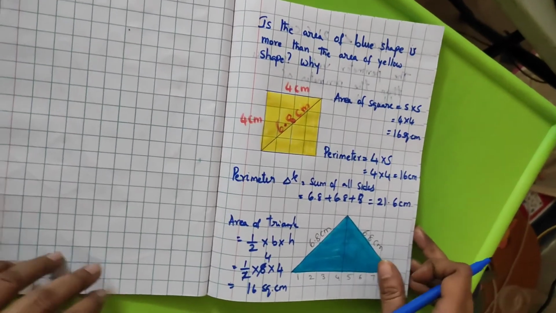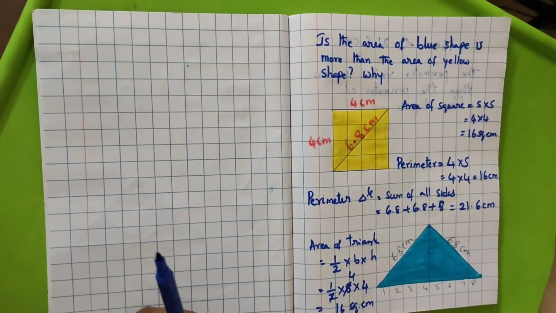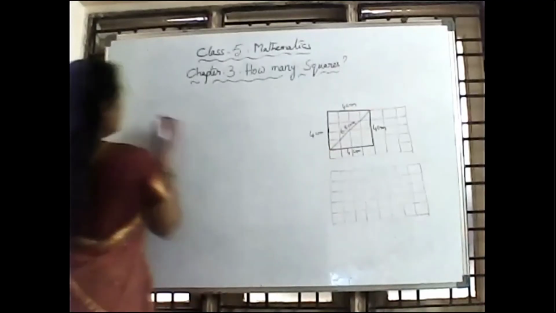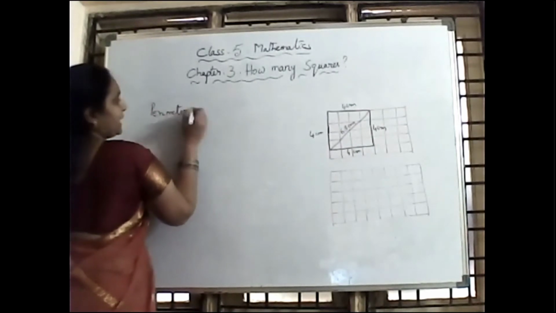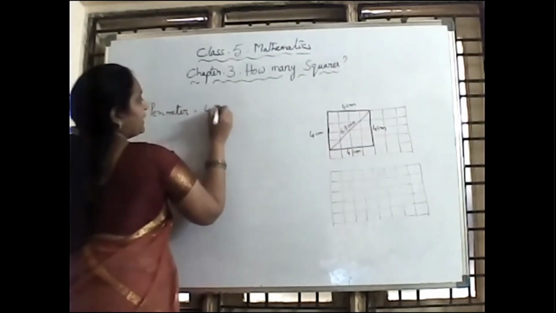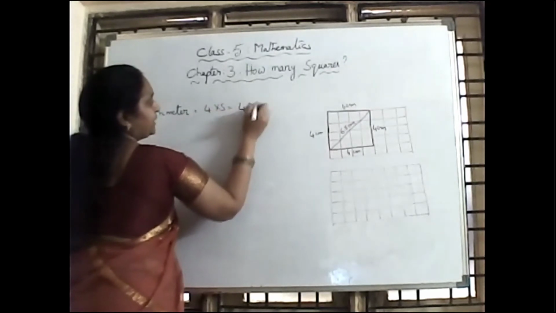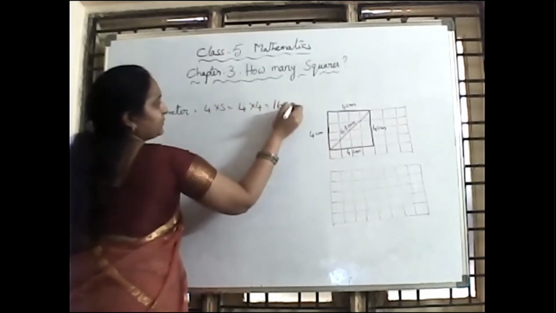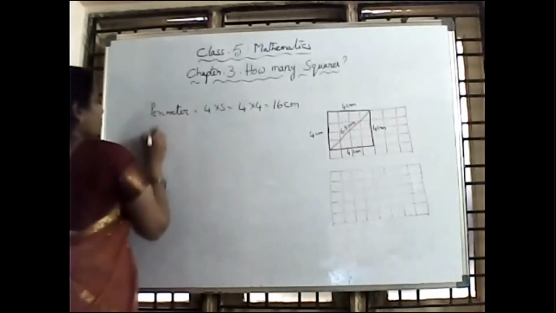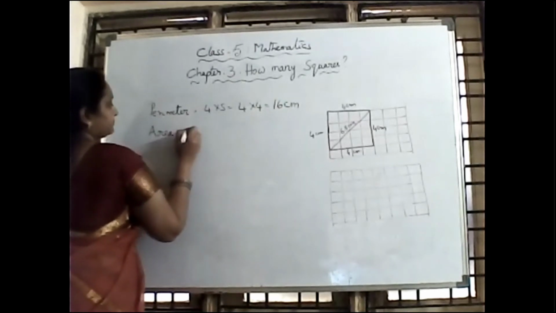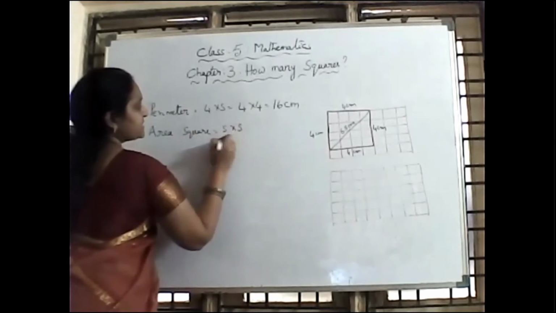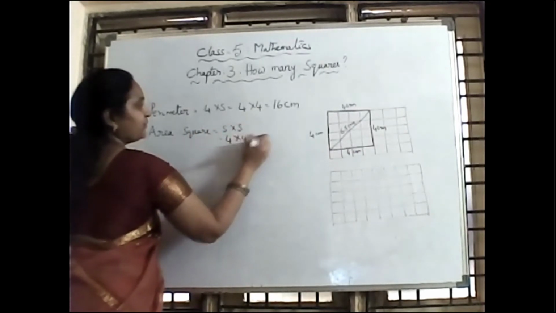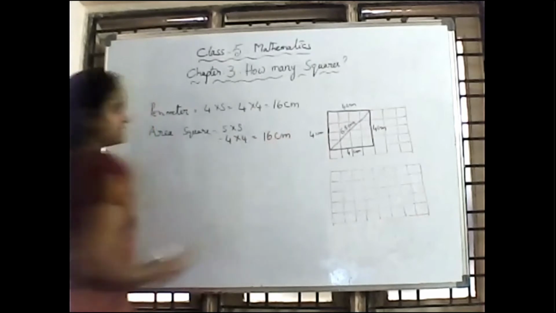So is it clear, children? I hope you understand this. Here, first find the perimeter of the square. Perimeter how much, ma'am? 4 into side, which is nothing but 4 into 4, 16 centimeters. Now, area of square. Side into side, which is nothing but 4 into 4, 16 square centimeters.